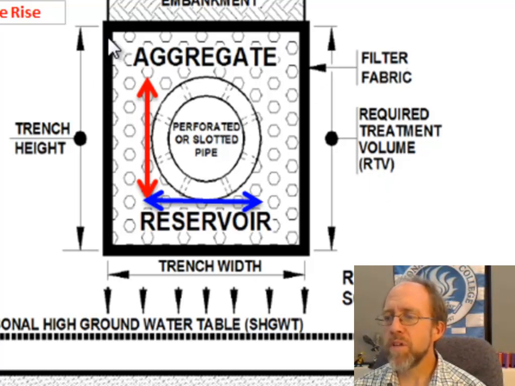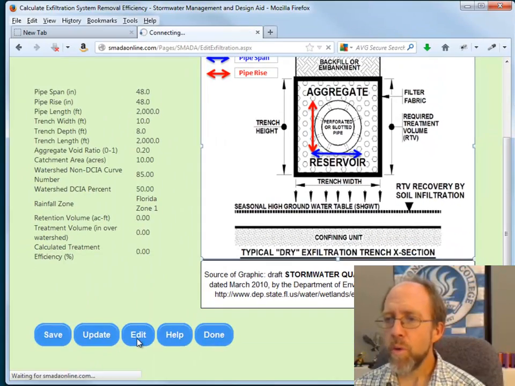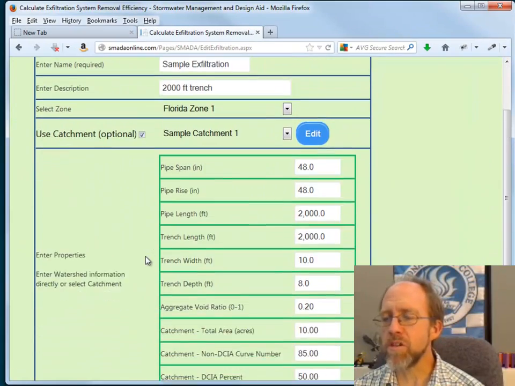exfiltration system. You've got a large square box here which has a width and a height. Inside of there you have a pipe which the water is going to come through, and in the middle you're going to have some sort of aggregate that is going to be able to store water but also serves as a surrounding to this pipe. So to calculate this amount of storage, we would actually enter the information associated with this.